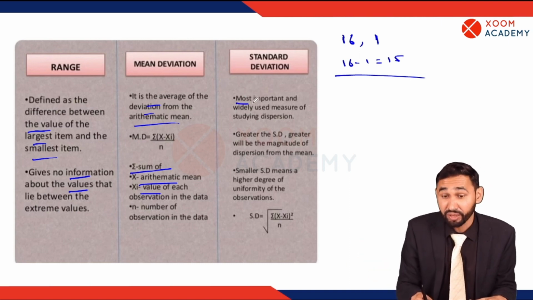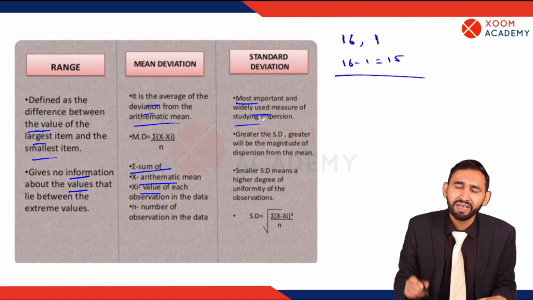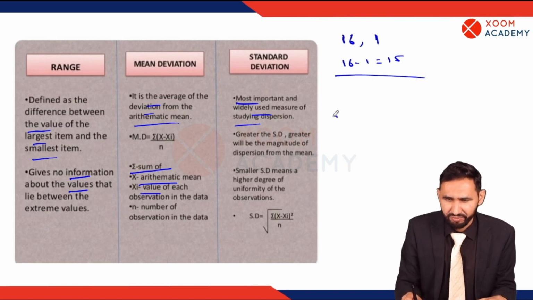It is the most important, and it's a common university question. Most important and widely used measure. Which one is the widely used measure? Standard deviation. What is the formula of standard deviation? You must remember, standard deviation is equal to the square root of the summation of x minus x bar, squared, divided by n. N is the number of observations.